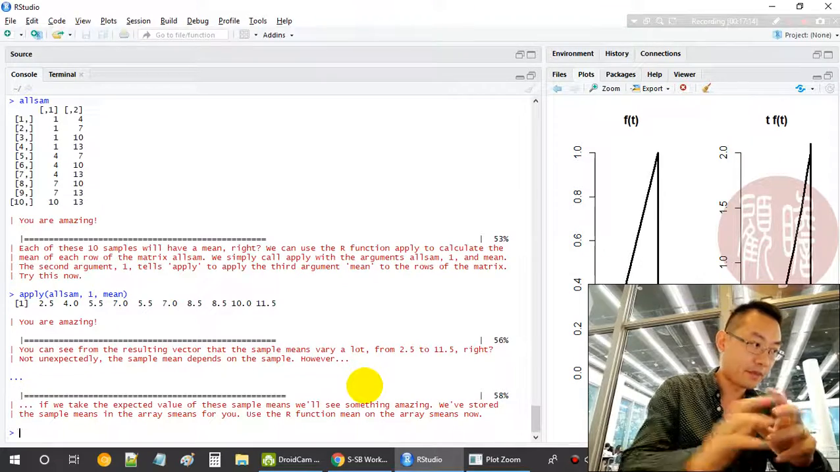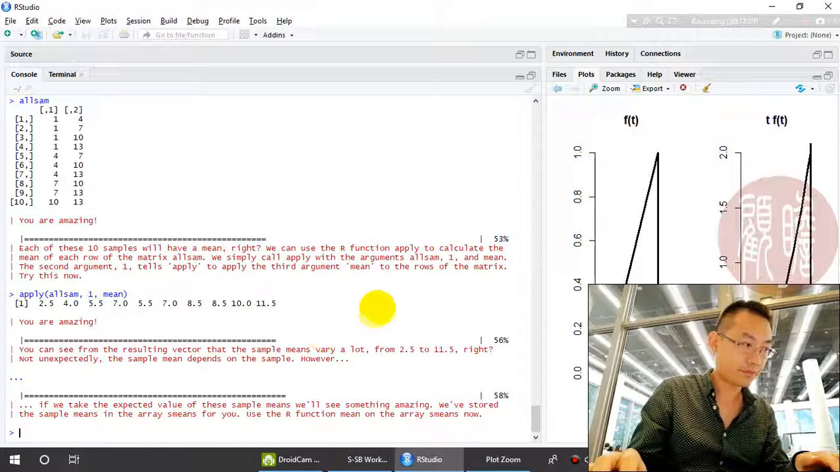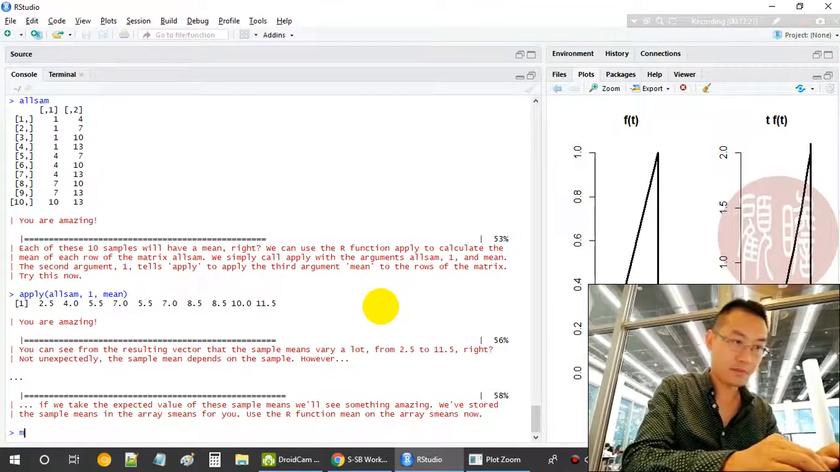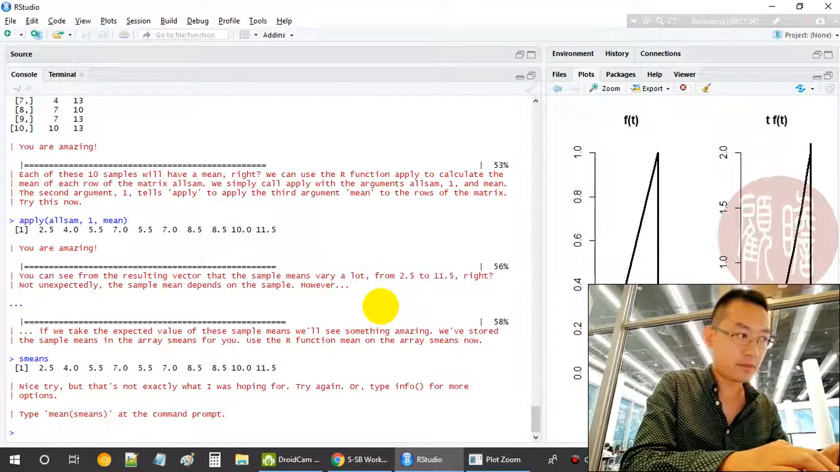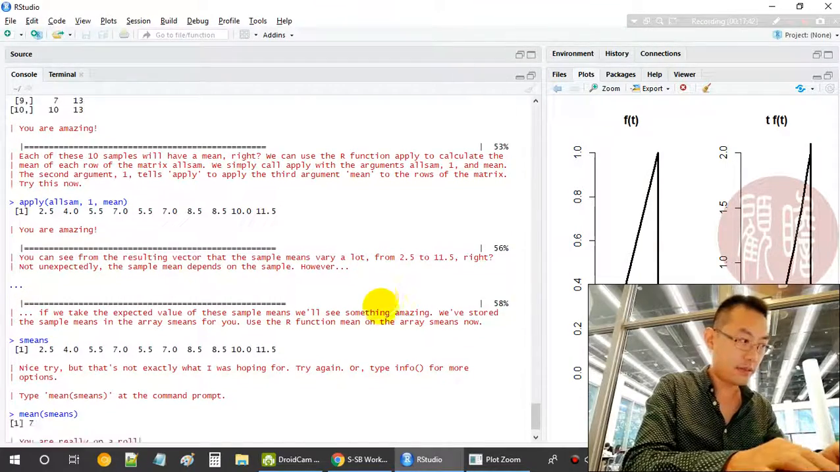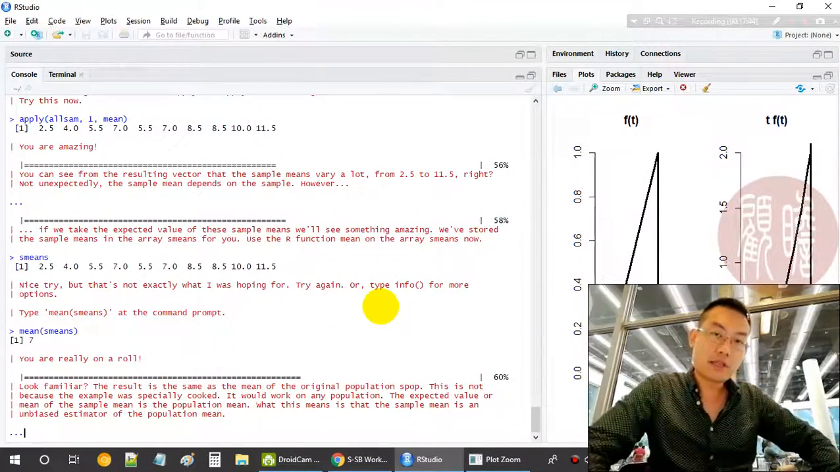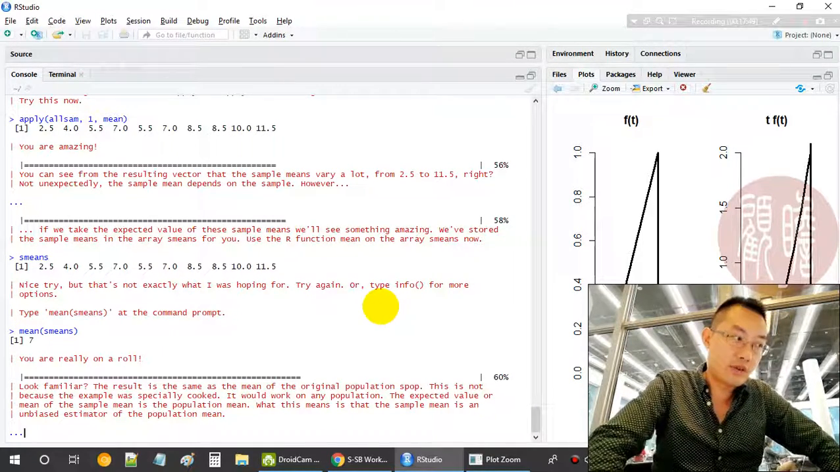Let's see. Sample mean, S mean. Let's have a look at S mean first. So this is S mean, basically the values we have. So we get the mean value of the S mean. What does this mean? 7. 7 is the population mean we calculated earlier.